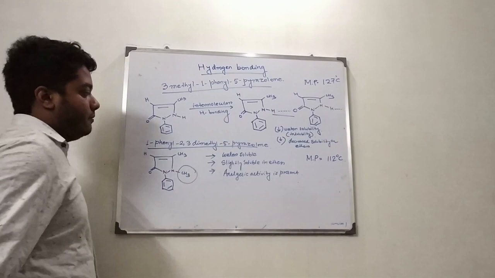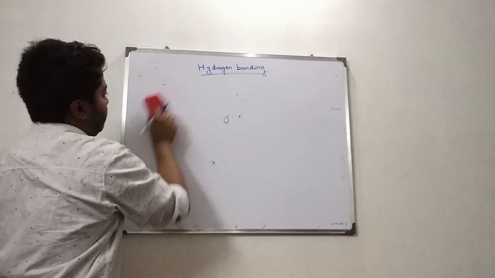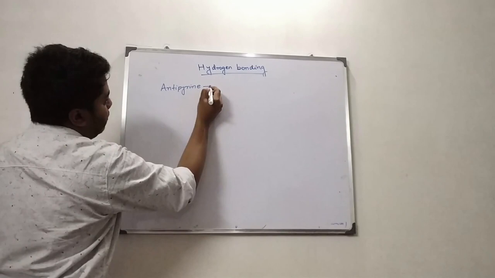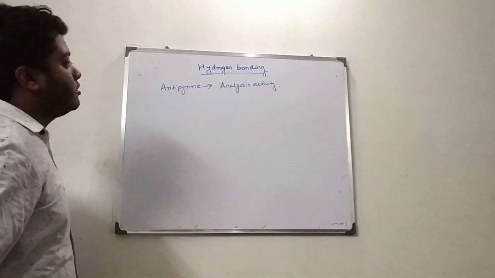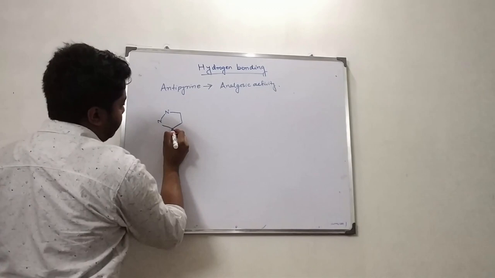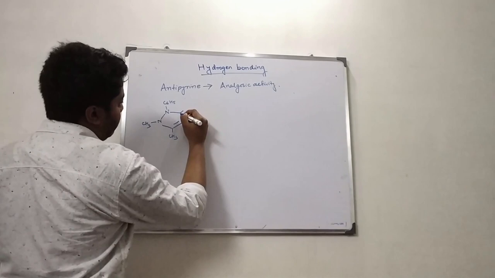Similarly, take an example of antipyrine. This compound also has analgesic activity. So how does hydrogen bonding influence antipyrine? If we draw the structure here, this is the structure of antipyrine.